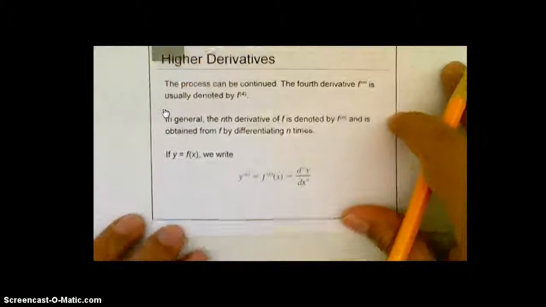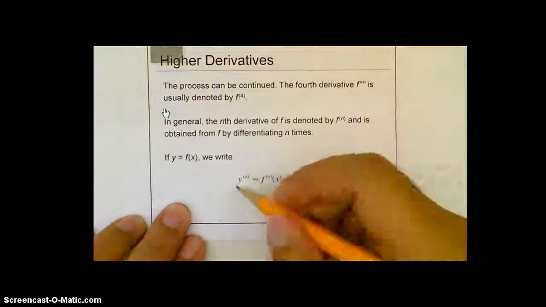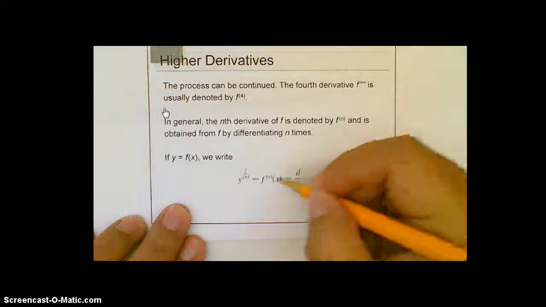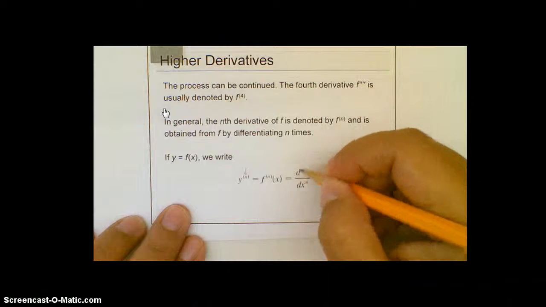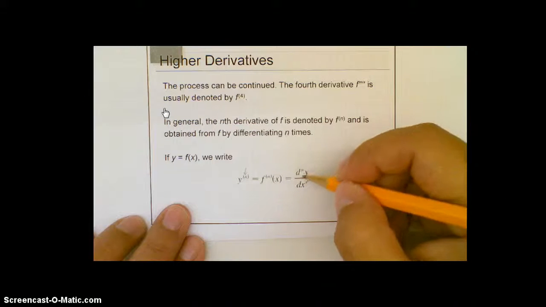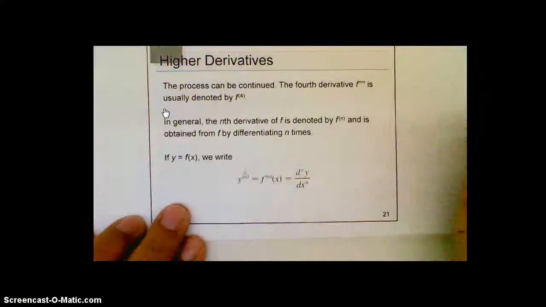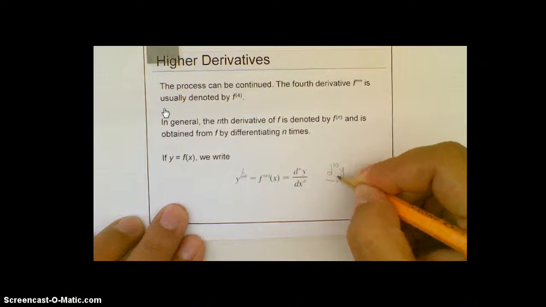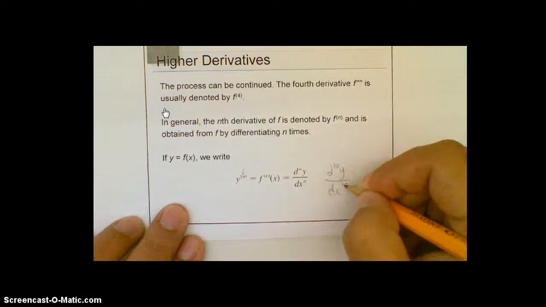For higher derivatives, we just write the number between parentheses and it does not mean power, and the notation as a ratio would also be done like this. So if I have the 10th derivative, I would write this like this, the 10th derivative of y with respect to x.